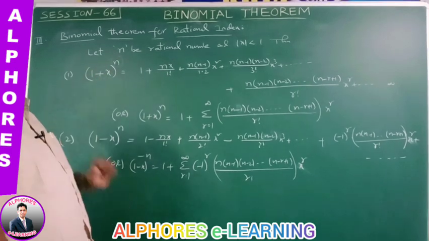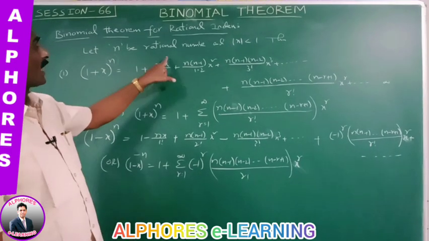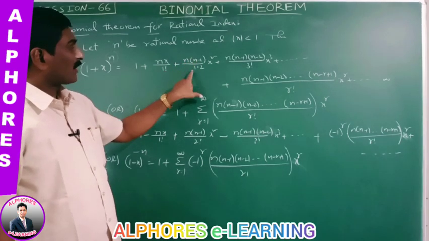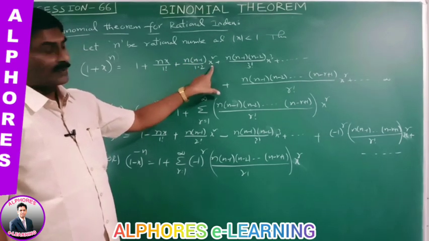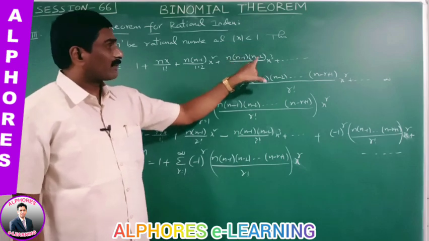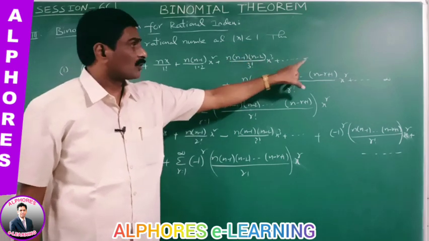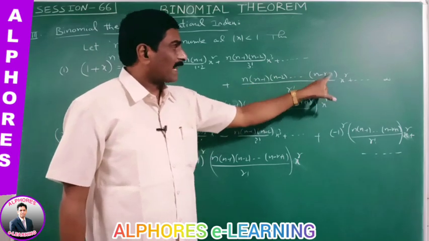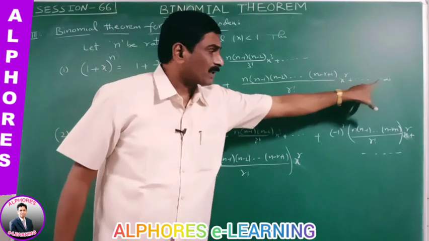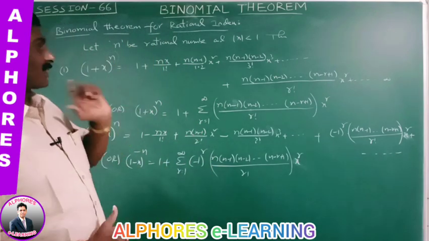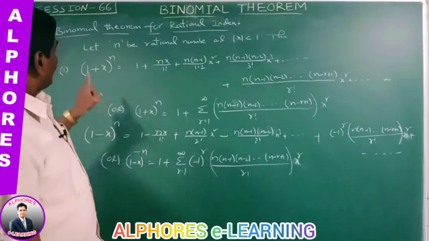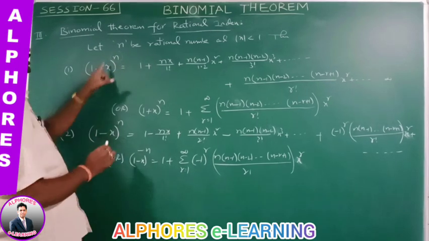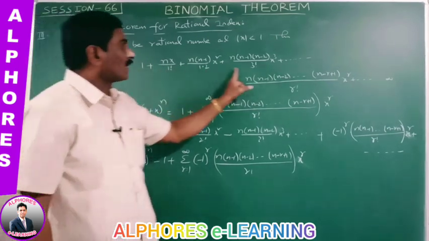1 plus x whole power n is equal to 1 plus nx by 1 factorial plus n into n minus 1 by 1 into 2 into x square plus n into n minus 1 into n minus 2 by 3 factorial into x cube plus so on, n into n minus 1 into n minus 2 into so on n minus r plus 1 by r factorial into x power r plus so on to infinity. Please observe these values. Here 1 plus x whole power n, this value is positive, this coefficient is positive, both are positive. That means all the terms are positive.